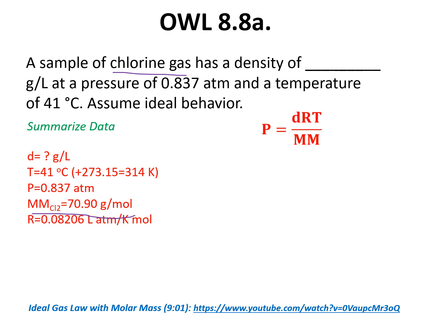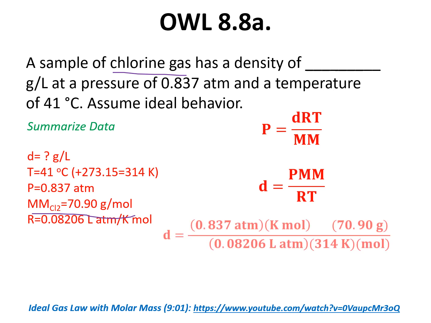So we use our equation P equals dRT over MM. Why did we pick that equation? It has density and molar mass in it. We rearrange and solve for density, plug everything in, and watch as the units cancel out. That's a verification that we did set up the calculation correctly, and our answer will be in the desired units, grams per liter. So multiplying the numbers on the top, dividing the numbers on the bottom gives us a density of 2.30 grams per liter.